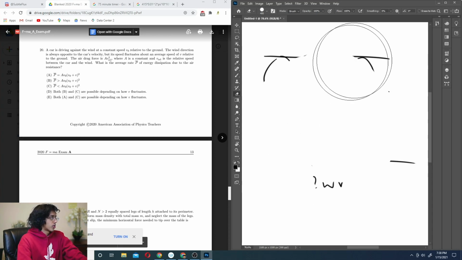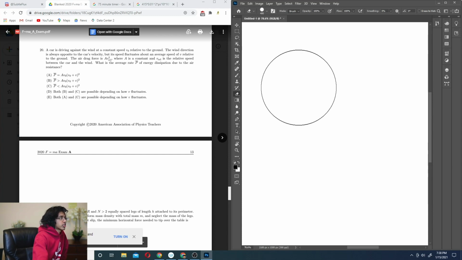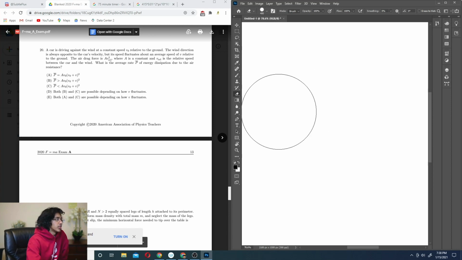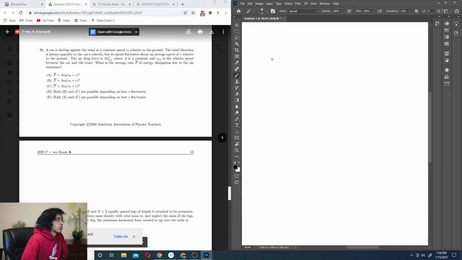Okay. A car is driving against the wind at a constant speed v0 relative to the ground. The wind direction is always opposite the car's velocity, but its speed fluctuates about an average speed of v relative to the ground. The air drag force is always proportional to v_rel squared. What is the average rate of energy dissipation due to air resistance? Okay, so basically your power is like what?